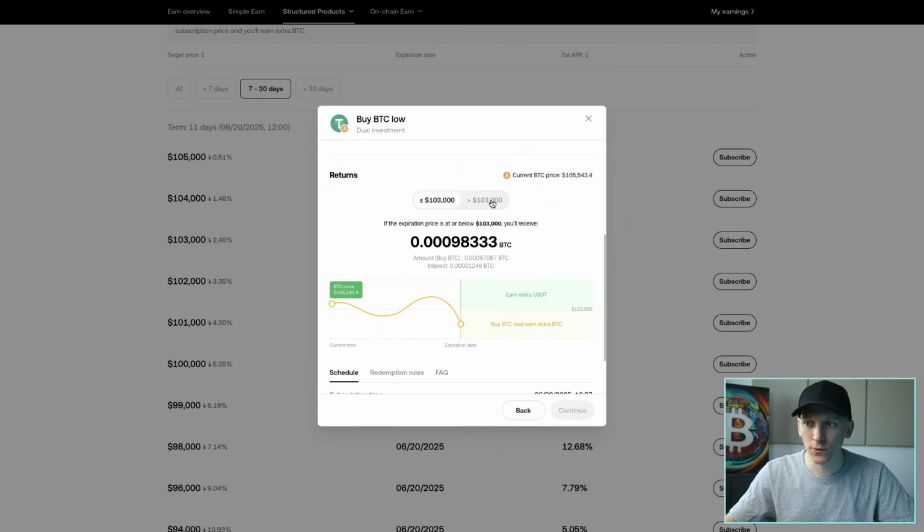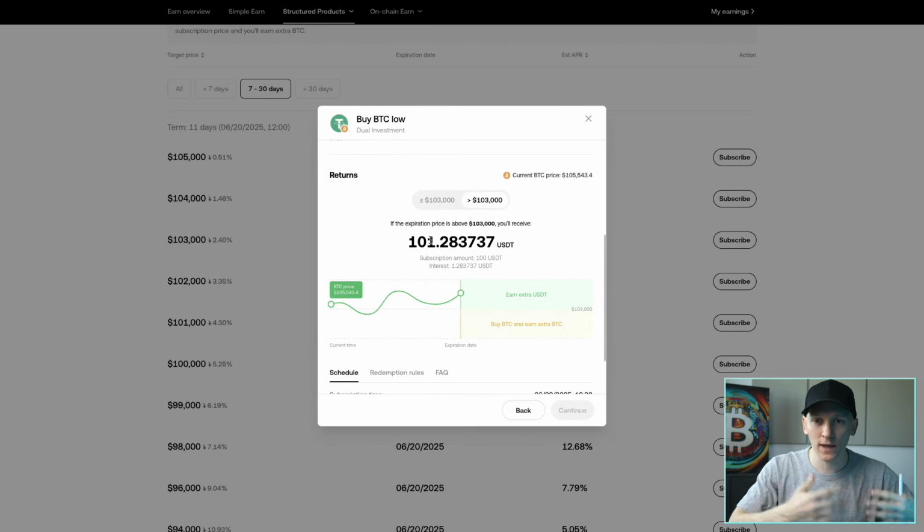If the price is above 103, they're not going to sell to us. If the price is 105, there's no way that they'd sell to us at 103. So they wouldn't exercise the option. And as you can see, the only thing we get is the premium. So we don't buy any Bitcoin, we keep our cash, and we earn the premium on top. And if we put $100 in, you get paid that premium right here. So that's what you get on top.